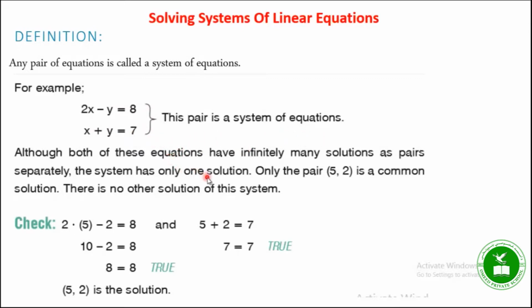Although both of these equations separately have infinitely many solutions as pairs, the system has only one solution. Only the pair 5, 2 is a common solution. There is no other solution of this system. If in both equations we put 5 in place of x and 2 in place of y, both sides of the equations will be equal. So the only solution for this system of equations is 5 and 2, no other solution.